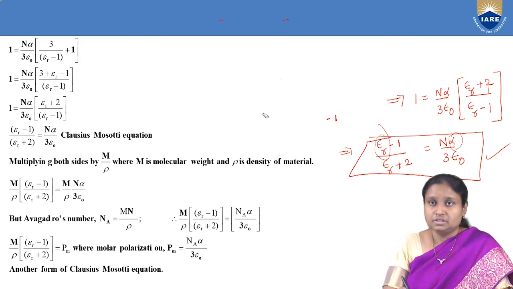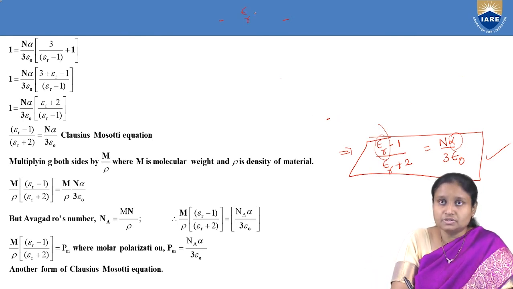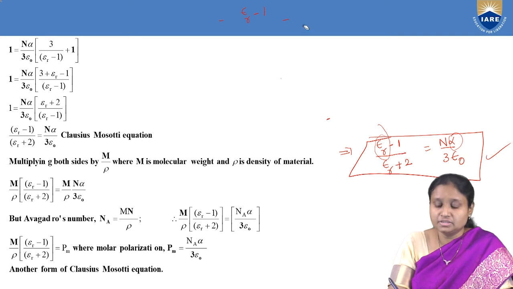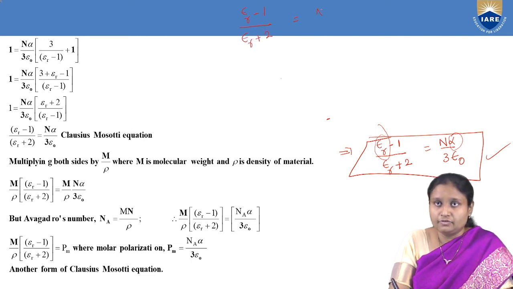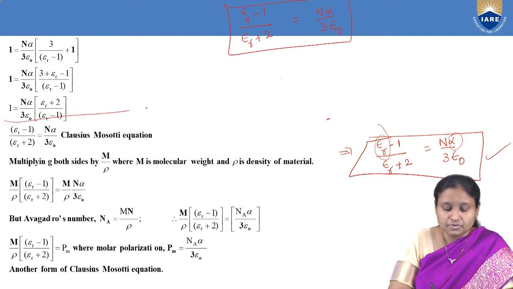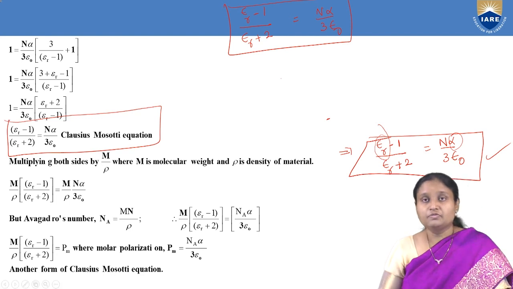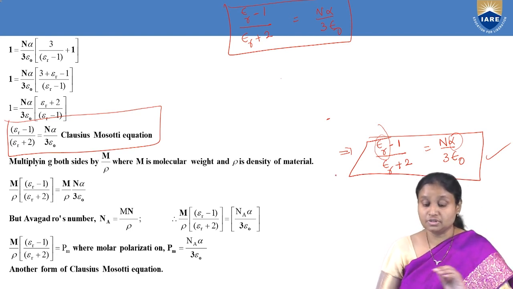So if we try to take this expression here, what is the expression we got for the Clausius-Mosotti equation? Epsilon r minus 1 divided by epsilon r plus 2 is equal to n alpha by 3 epsilon naught. So this is one form of the Clausius-Mosotti equation. Now we are trying to get another form of the Clausius-Mosotti equation.